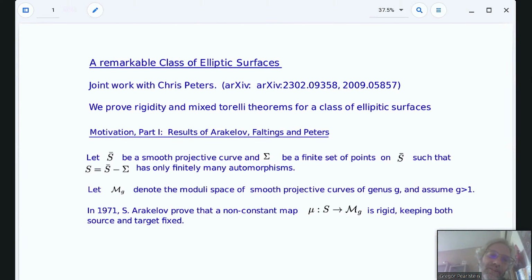Okay, so we're going to prove some rigidity and some Torelli theorems for a certain class of elliptic surfaces, and maybe I'll spend some time to talk about the motivation of these results. The first motivation is old results of Faltings and Peters. We start off with a smooth projective curve S bar and some finite set of points on S bar such that the complement only has trivial automorphism, and we let M_g denote the moduli space of smooth projective curves of genus g. And we assume that g is bigger than 1.